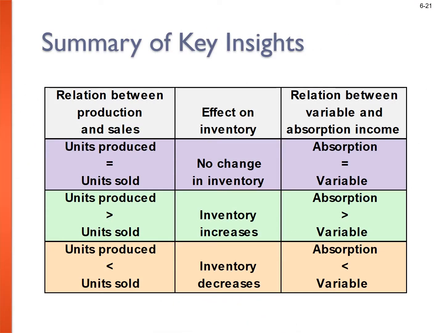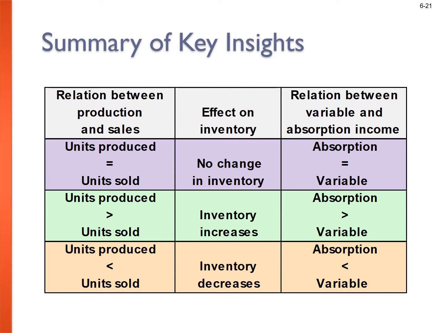So some key insights to remember. The relationship between production and sales. When units produced equals units sold, no change in inventory, the absorption net operating income will equal the variable net operating income. But when units produced are greater than units sold, you're going to have an inventory balance. Your income under absorption will be greater than variable because under variable, you're expensing everything. Under absorption, you're not.